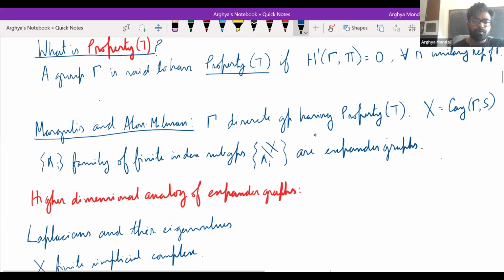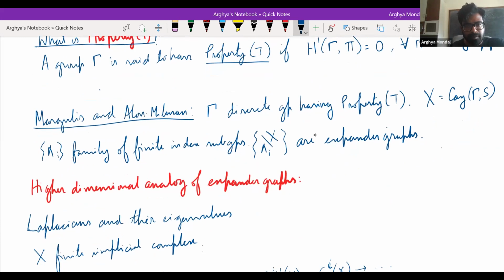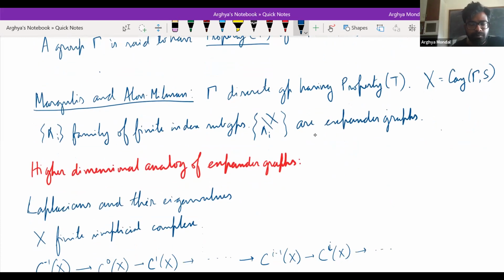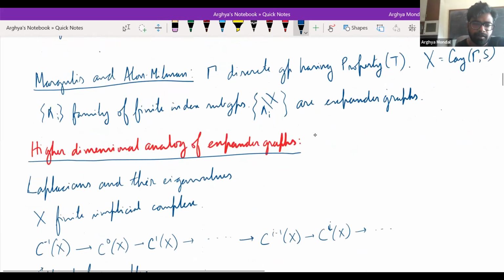Right. So now that I have told you what is the Margulis construction, let us try to see how this can be generalized to higher dimensions. So I have to tell you three things. What is the higher dimensional analog of expander graphs, Cayley graphs, and what is the higher dimensional analog of property T. So let me start with the higher dimensional analog of expander graphs.